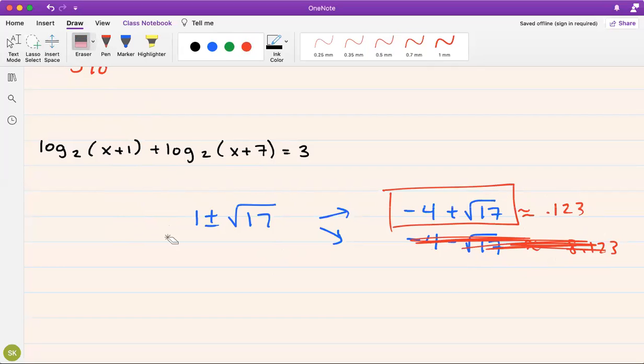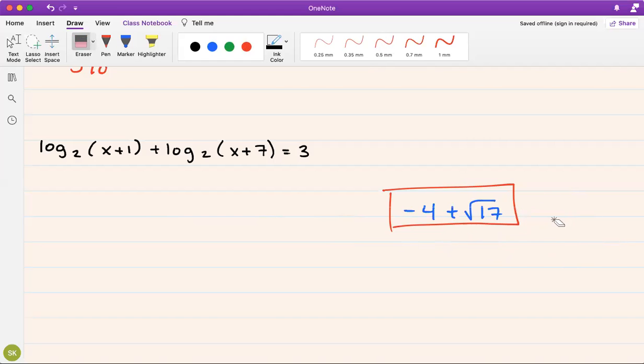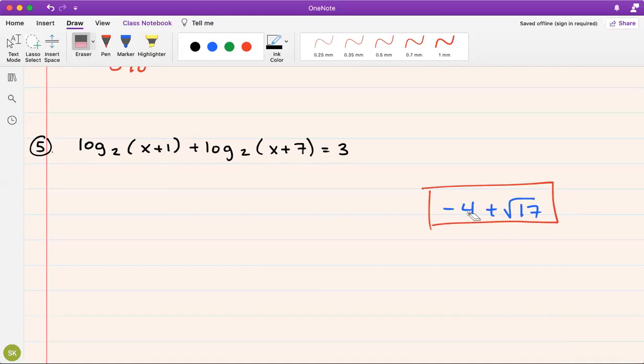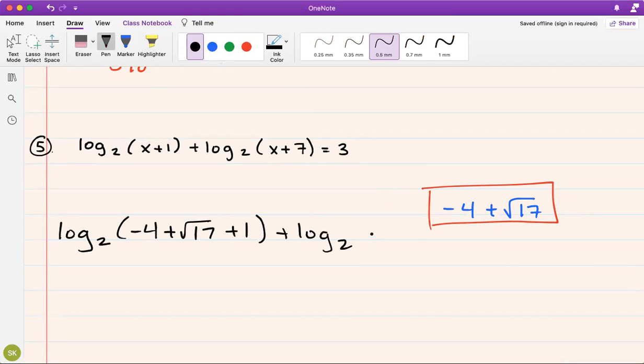Let's see if we can double check this. Sometimes it would be difficult. You're going to find that you're going to get a problem, especially if you have square roots, where it's going to be difficult to double check, but it is possible. I'm going to double check it. So if we plug this in, let's see what we get. Is log base 2 of -4 plus square root 17 plus 1 plus log base 2 of -4 plus square root 17 plus 7, is that equal to 3?